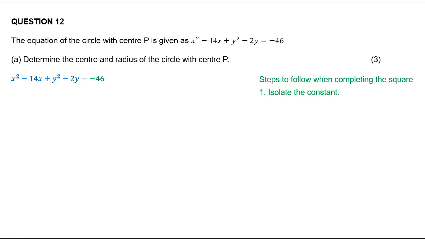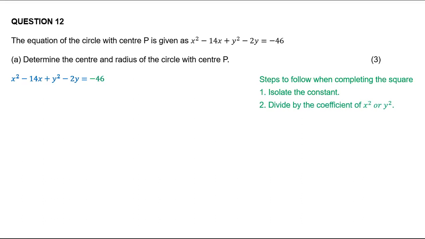Step number 2. If there are any coefficients of x squared or y squared, divide by them. It's highly unlikely that when they ask you to complete the square, especially where you have different variables in one equation, that they will give you coefficients of y squared and x squared. Here they are just 1, so we don't need to do that.